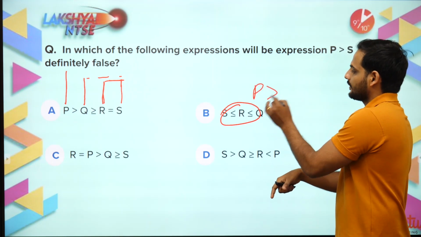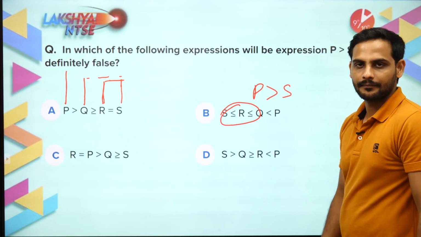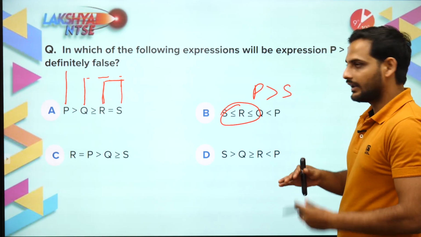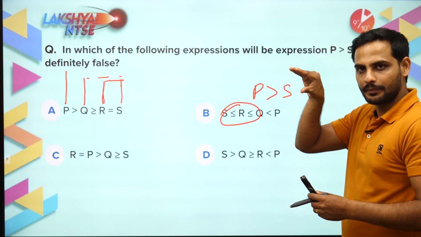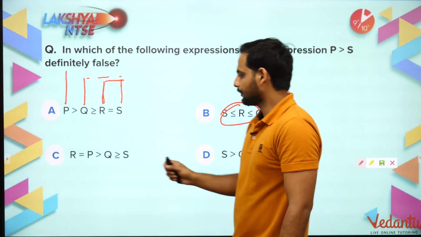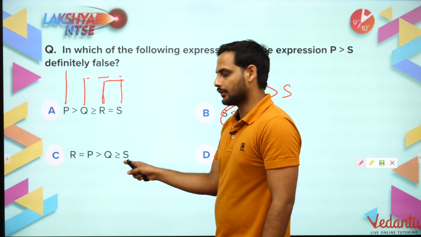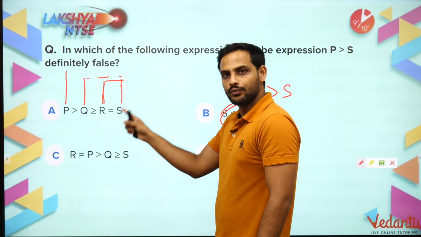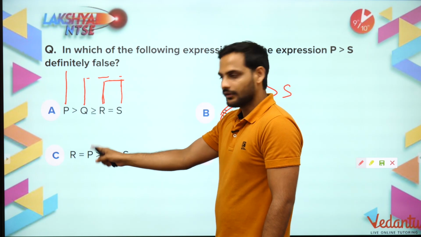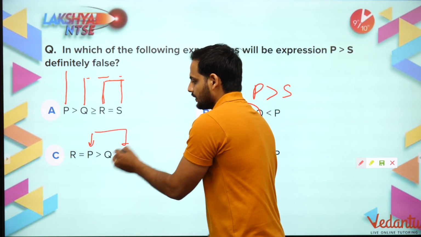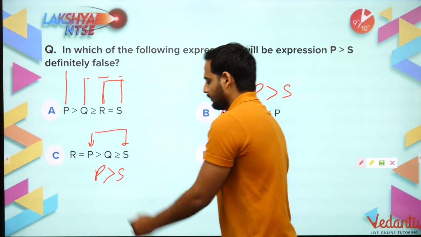So here also I can say P is greater than S. Wherever the mouth of this symbol is open, that part is greater. Now here you can see Q and S. Q can be greater than or equal to S, but Q will be smaller than P. So definitely I can see here P is again greater than S.